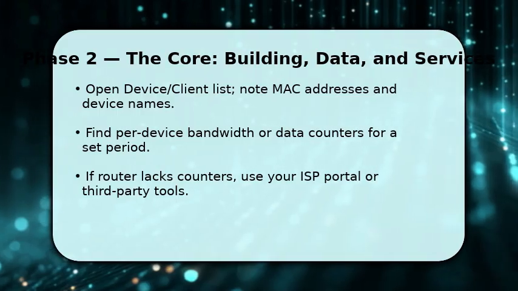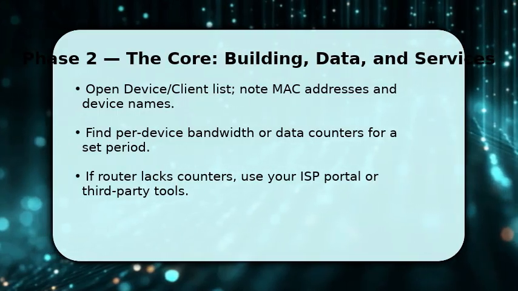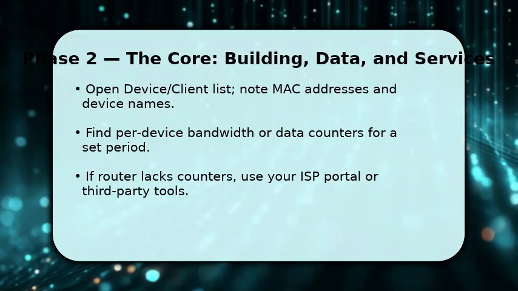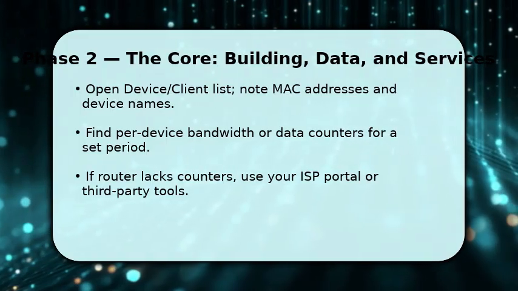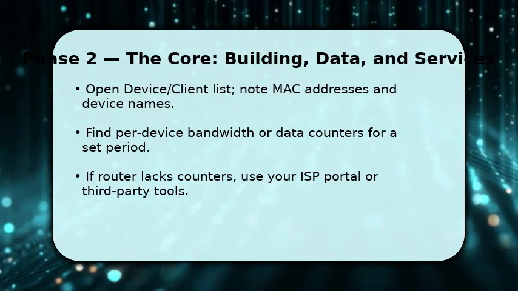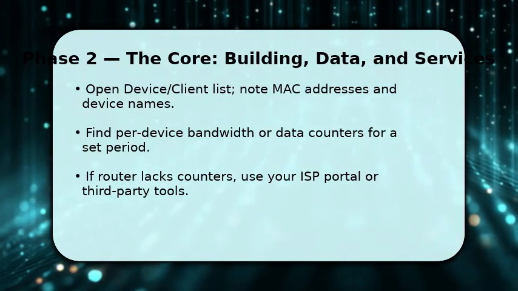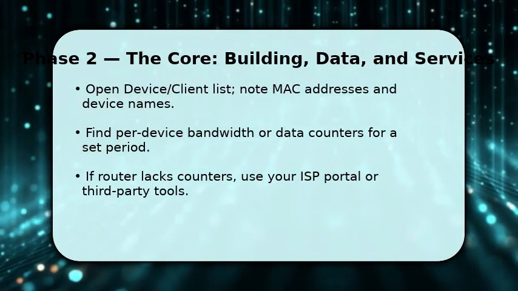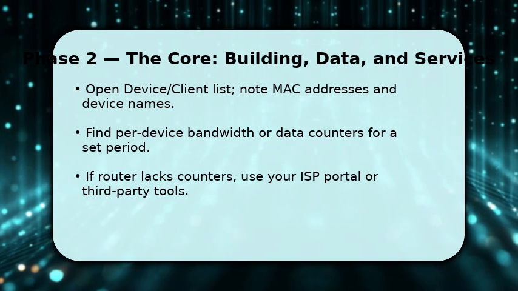If the router reports only real-time speed, enable cumulative counters or export logs for analysis. Make sure to pause large downloads and isolate one device if you need precise per-device baseline measurements for troubleshooting.